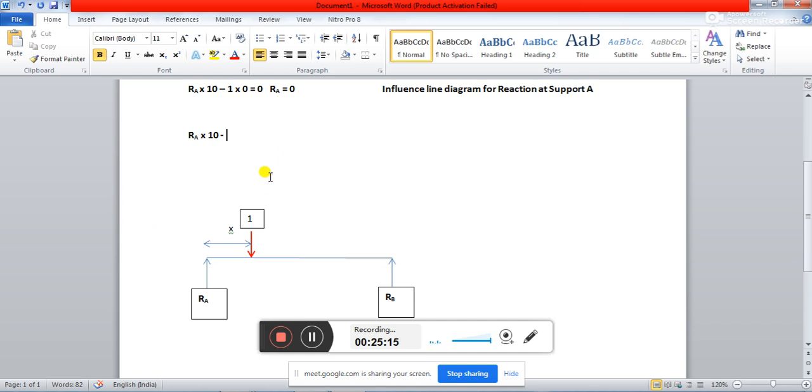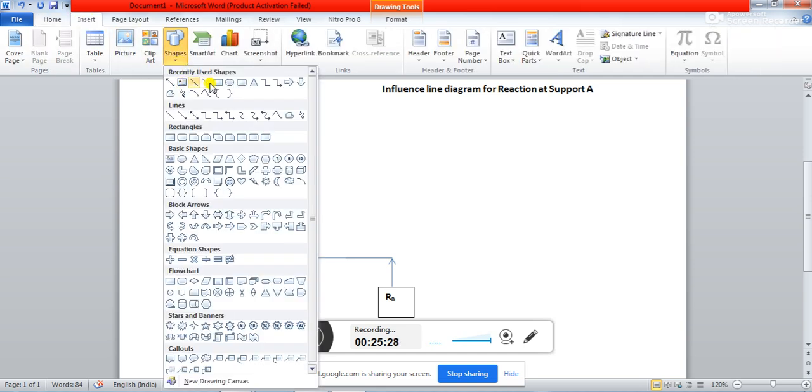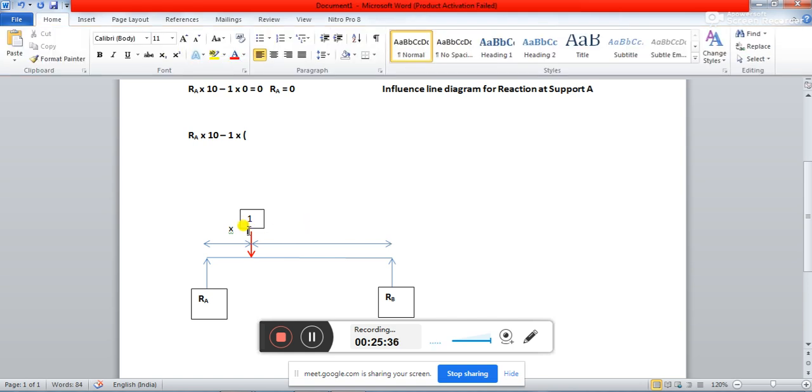Then minus 1 into how much should I write? 10 minus x. See, if this distance is x, then very easily you can find out. It's very easy. The total length of the beam is 10 meter, so basically this distance will be 10 minus x. Is it clear?